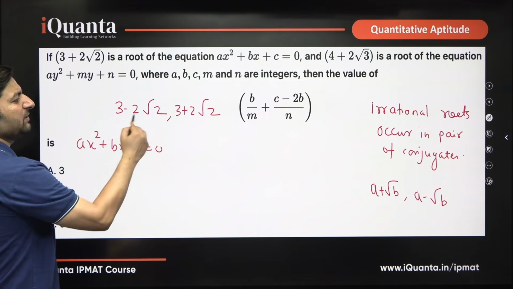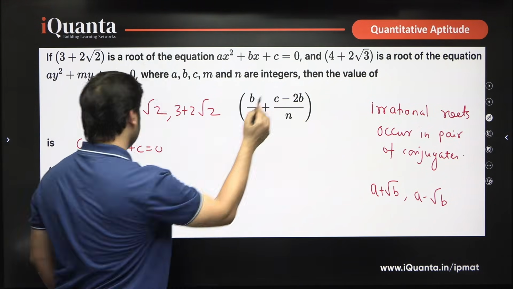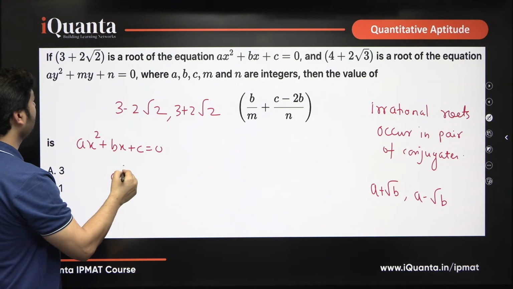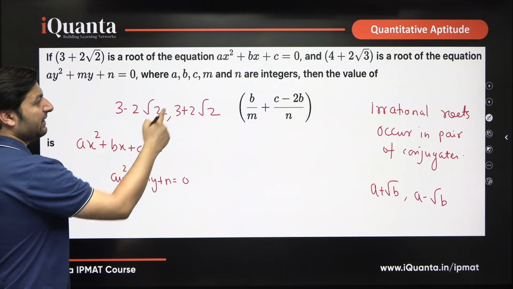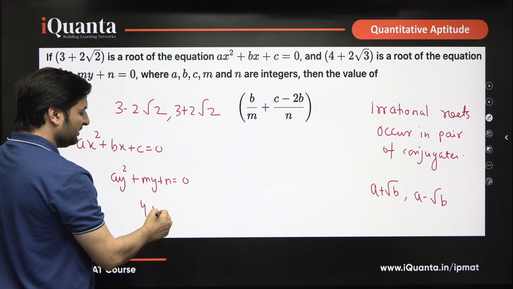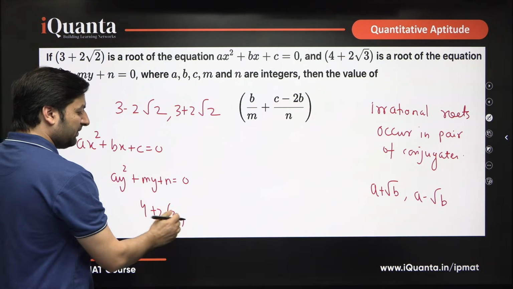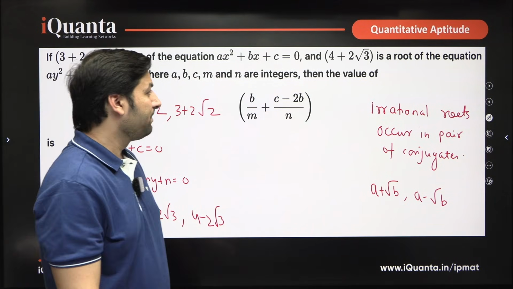So, they are in pair of conjugates. Before the root sign we just have to put a negative sign. Here also this is my equation, okay. What is the another quadratic equation that I have been given? That is ay square plus my plus n equal to 0. It has one root as 4 plus 2 root 3. Another root will be a pair of conjugate. This has to become a pair of conjugate. Another root will be 4 minus 2 root 3. I hope this is clear.